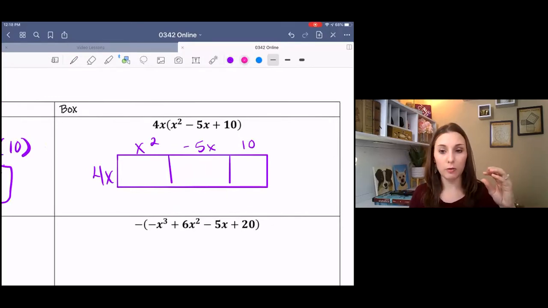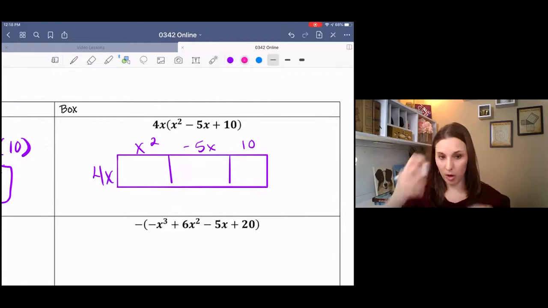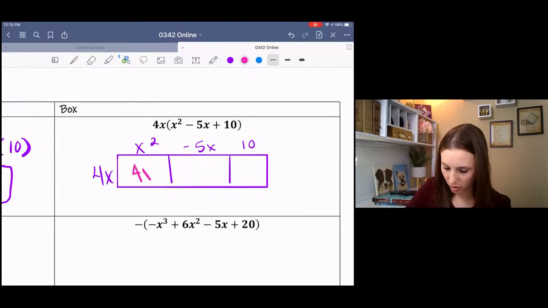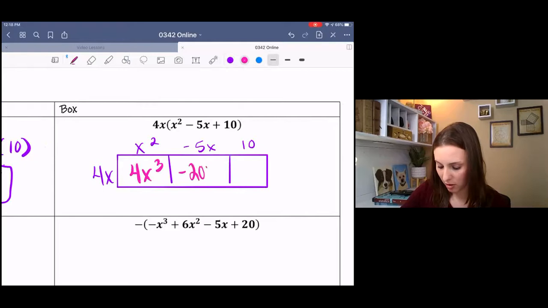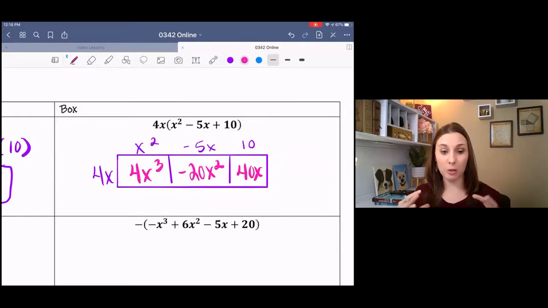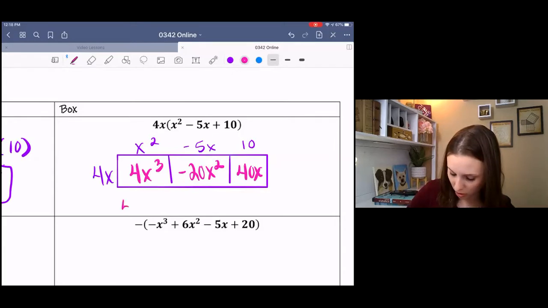So I'm doing 4x times x squared. Sorry. There we go. 4x times negative 5x. 4x times 10. And inside the box, the pink stuff, is the product, which is the answer. So my answer is 4x to the third minus 20x squared plus 40x.